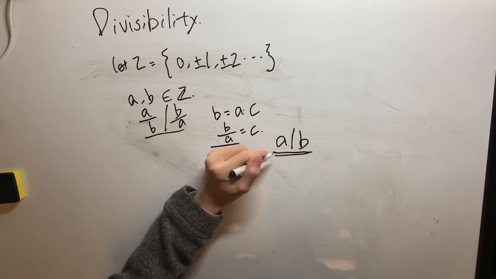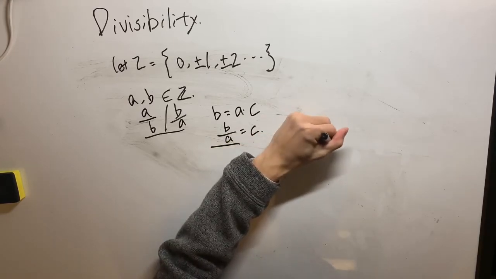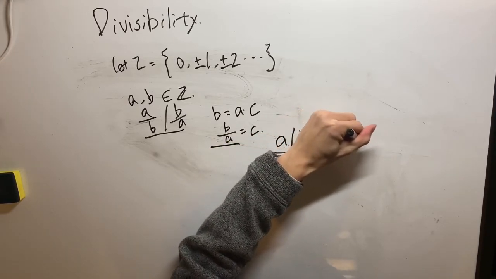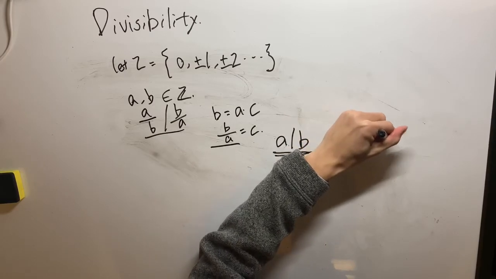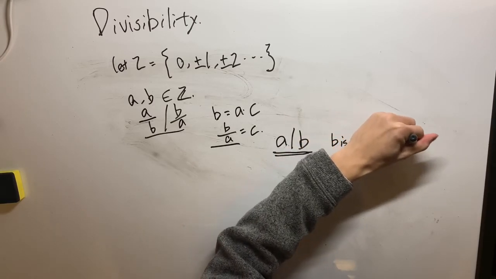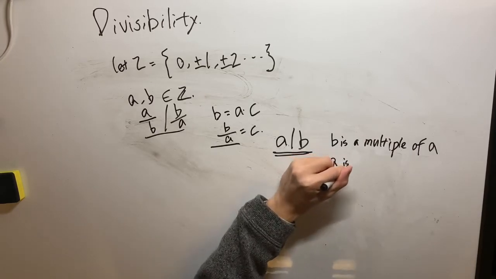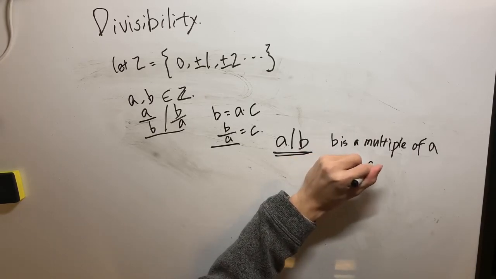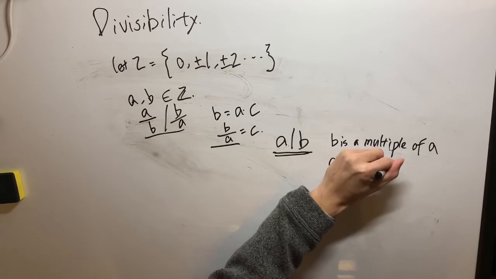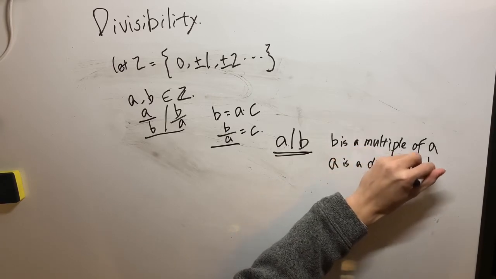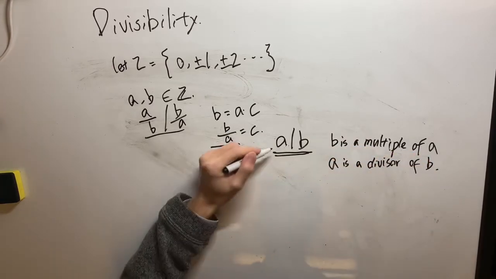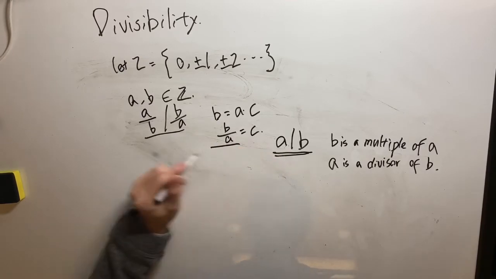This means that b is a multiple of a, and a is a divisor of b. A divides b.